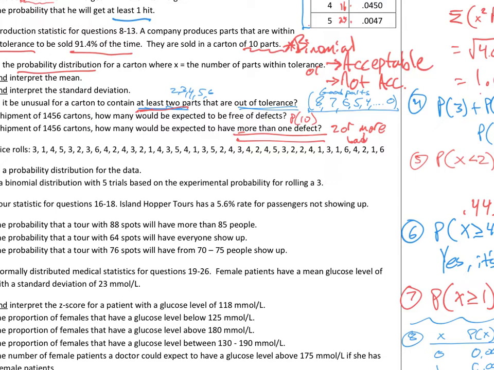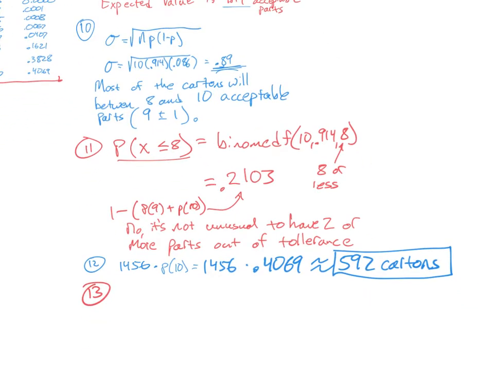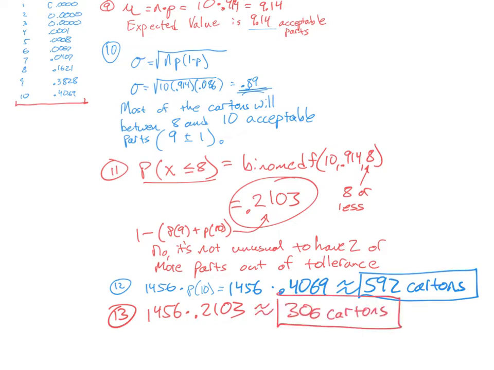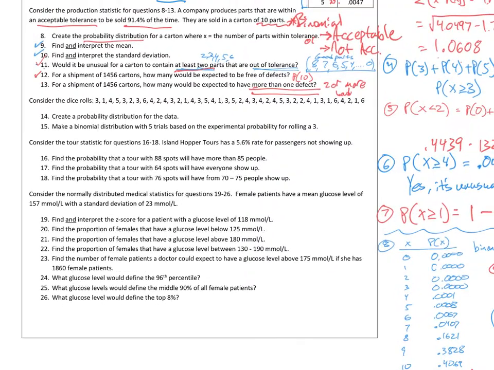So we're going to take this probability from up here and multiply it by 1456. All right, so we've got this probability here, and we take 1456 times the probability that we already found. If we didn't find it already, we'd have to go find it. And we get about 306 cartons. Notice, by the way, that we are rounding to a whole number there because cartons are discrete whole numbers.